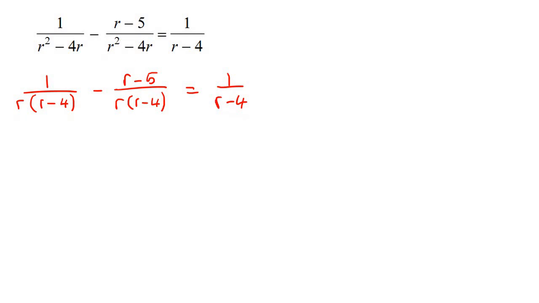So what we can see is that they both have this r and this r minus 4. So that means this one, all we really need to do is just multiply this one with an r. And then all the denominators would be the same. But what you do to the bottom, you have to do to the top. So our lowest common denominator is r minus 4. So we don't need to do anything with this one.